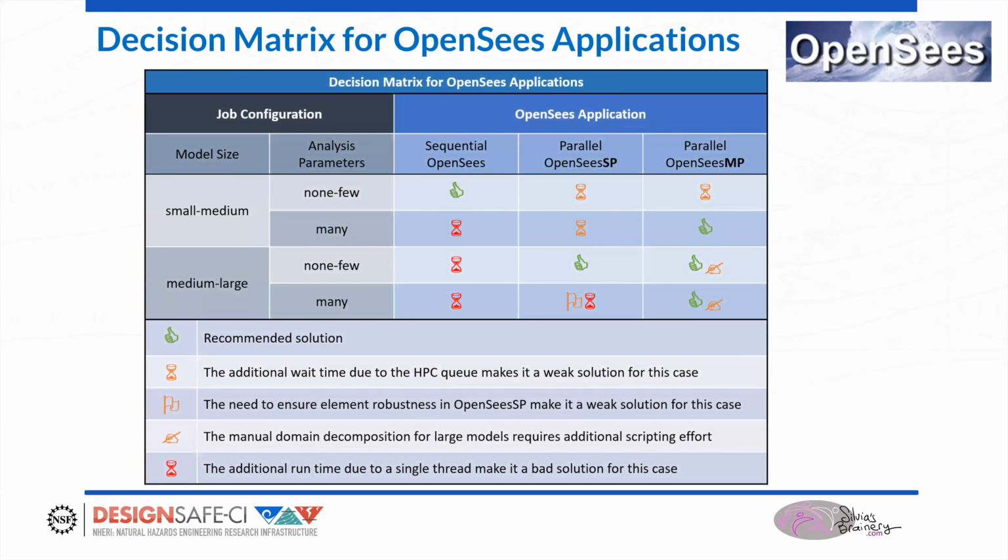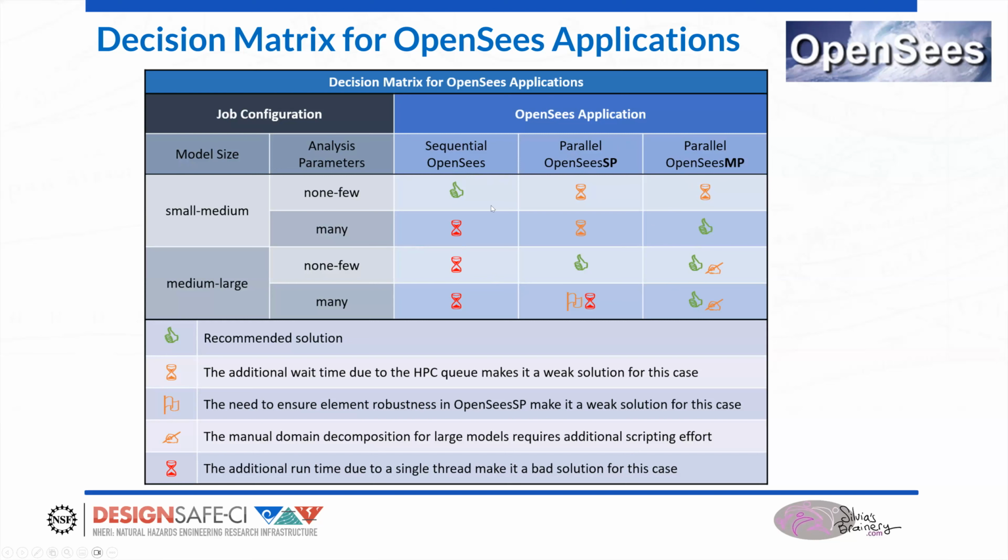Now, of course, I needed to put all those words into something that I could look at quickly, because I'm a big believer that your brain processes faster than your mind. And so I put together a table that's just meant to be a guide. So on the left-hand side, you have your job configuration, right? We're talking about model size, as well as the type of analyses you're running. And then on the right-hand side, just different comments and recommendations as to how each one of these applications should be used.